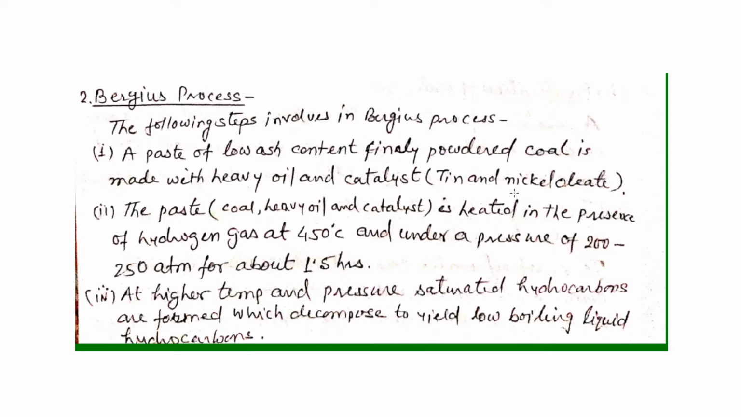The paste is heated in the presence of hydrogen gas at 450 degrees centigrade under a pressure of 200 to 250 atmosphere for about 1.5 hours. At higher temperature and pressure, saturated hydrocarbons are formed, which decompose to yield low boiling liquid hydrocarbon, as we had discussed in cracking, where when we heat higher molecular weight hydrocarbon in the absence of air, it decomposes into corresponding low molecular weight hydrocarbon.